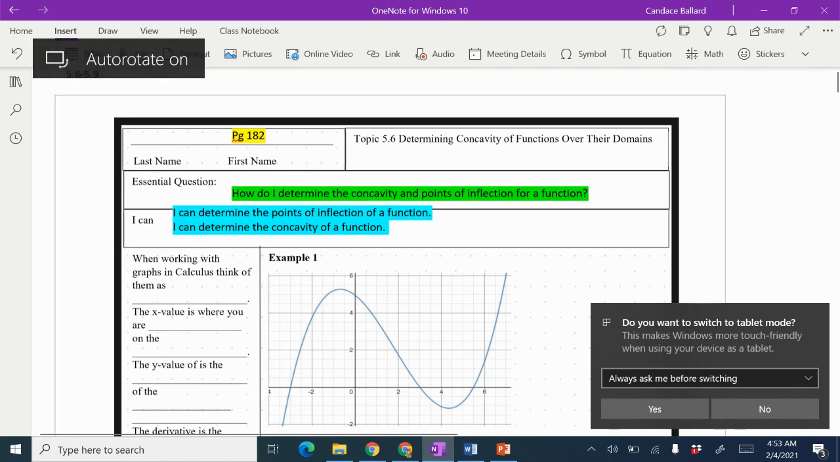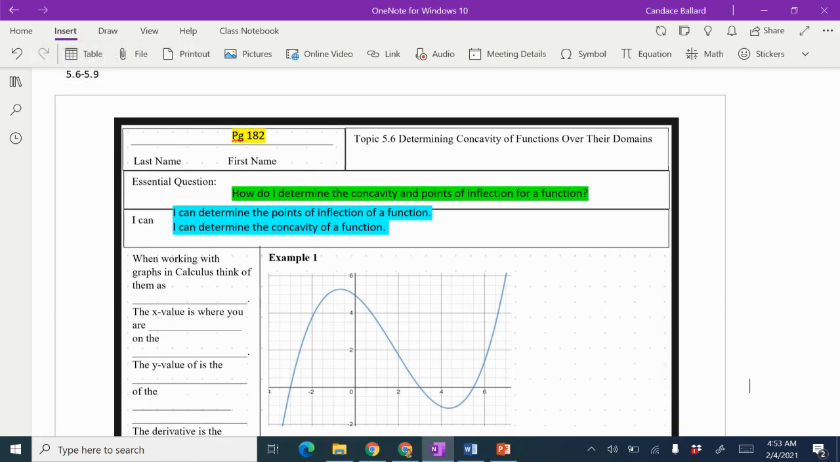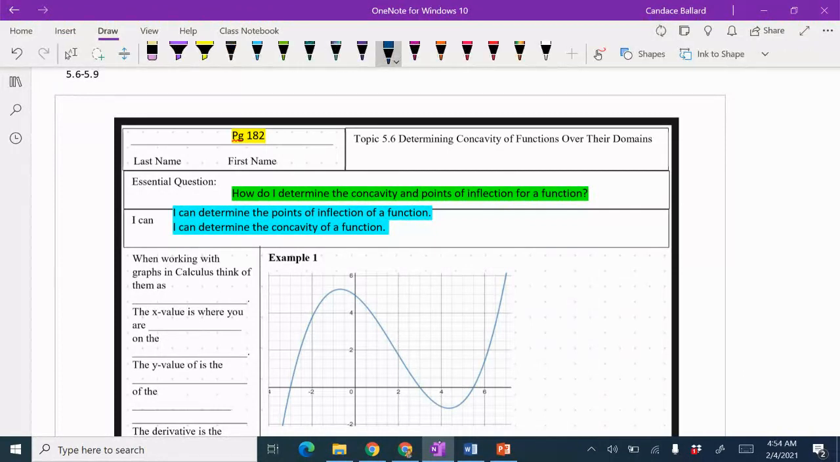In this video, we're going to talk about topic 5.6, determining concavity of functions over their domain. We're going to answer the question, how do I determine the concavity and points of inflection for a function? I can determine the points of inflection, and I can determine the concavity of a function.